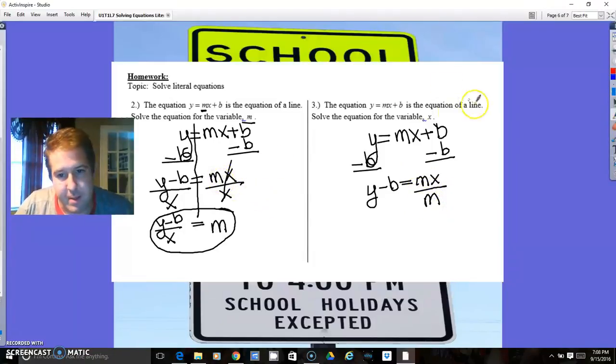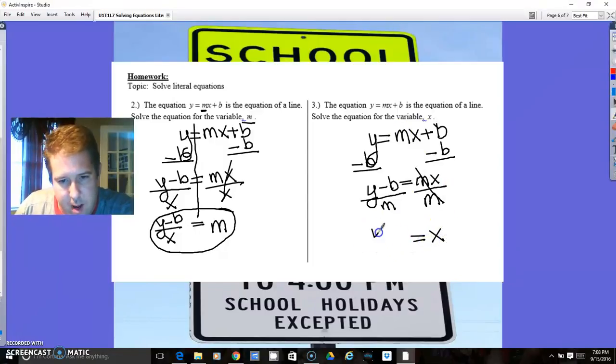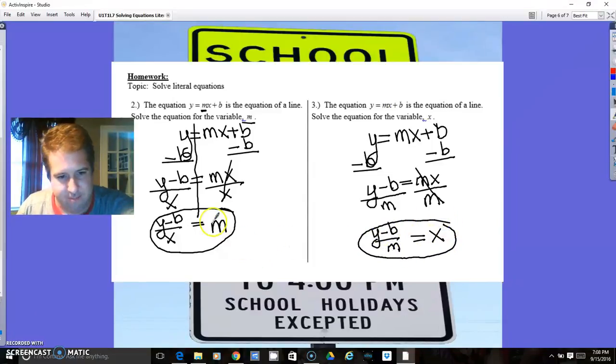This time I'm dividing by m because this time I'm trying to get x by itself. Whatever I do to one side, I must do to both. That's the division property of equality. And I'm left with my answer. x equals y minus b divided by m. And you're probably noticing that the answers look very similar. Matter of fact, they look exactly the same, only the m and the x have been switched places. All right, so that's a look into literal equations with a real equation that we're going to spend a lot of time with coming up.